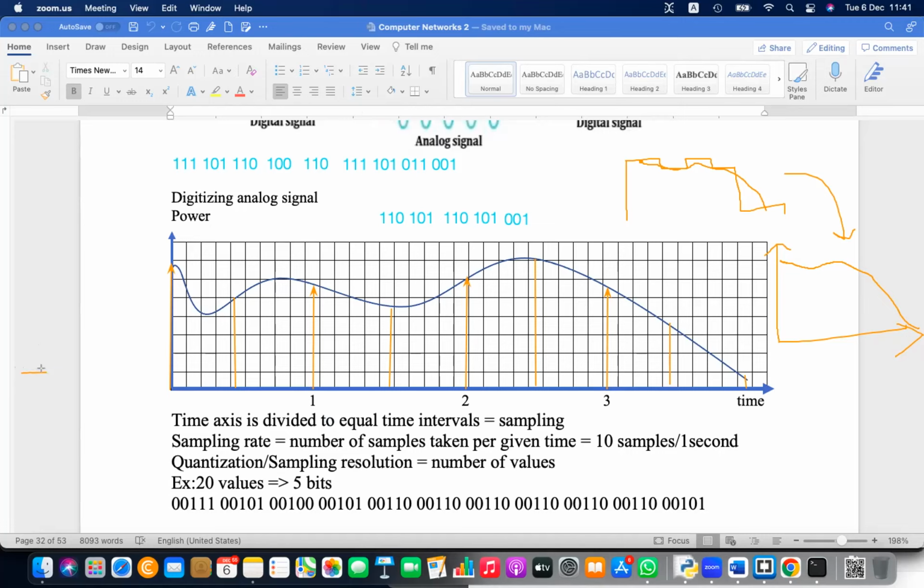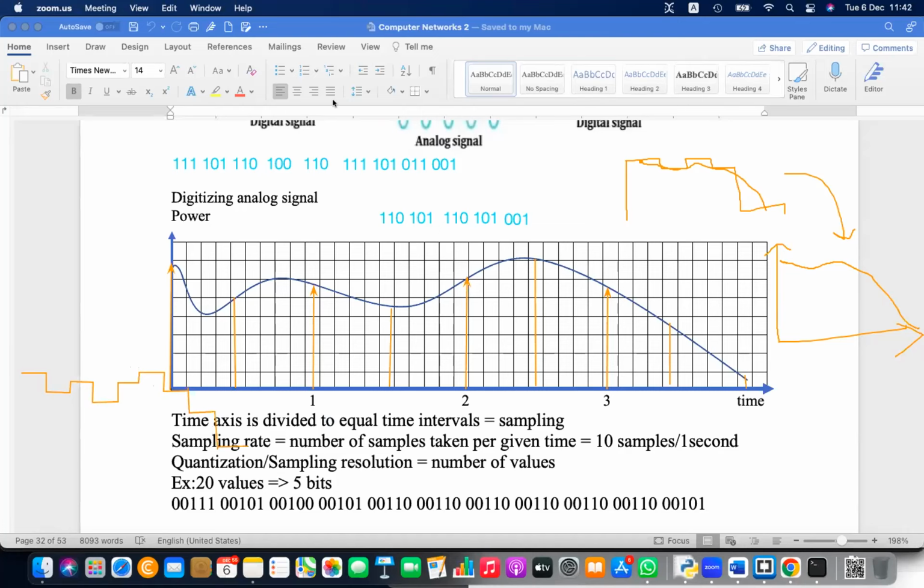7, 5, 7, 5. The next is 6. Next is 4. Next is 6. Next is 7. Next is 7. After that, next is 5. And next is 3. And next is 1.